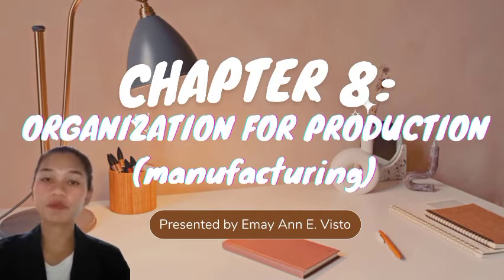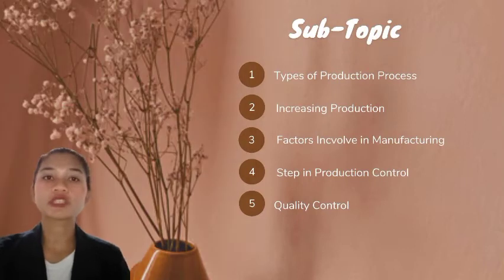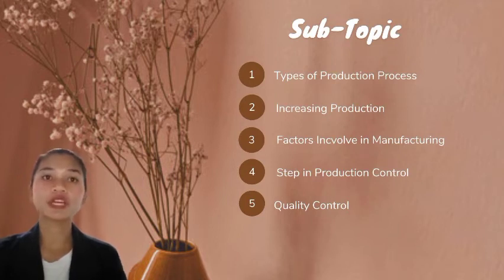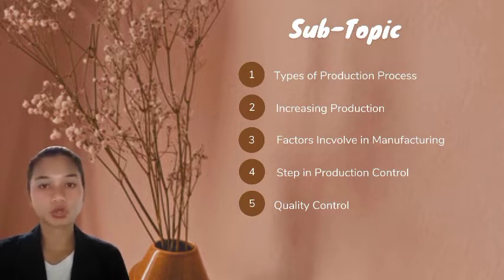Our topic is all about Chapter 8, Organization for Production Manufacturing. So here are the subtopics. First is the types of production process. Second, increasing production. Third, factors involved in manufacturing. The fourth is steps in production control, and the last is quality control.